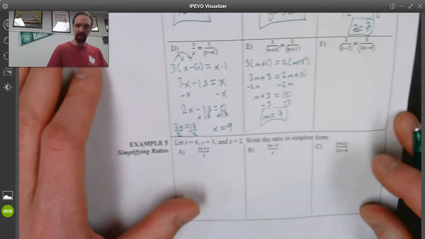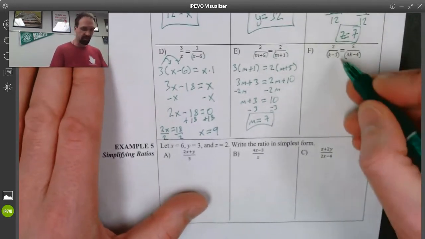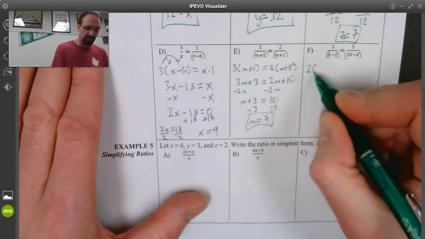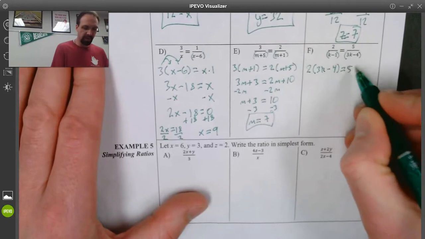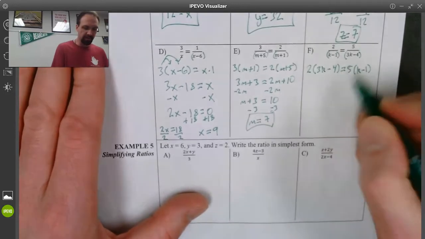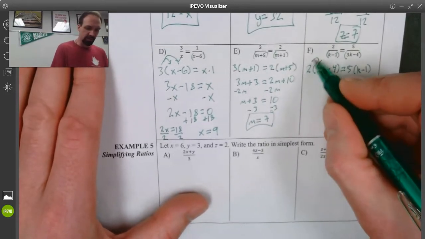And then I have my k's here. So again, going to cross multiply and then distribute. So 2 times parentheses 3k minus 4 equals 5 times k minus 1. So distribute.